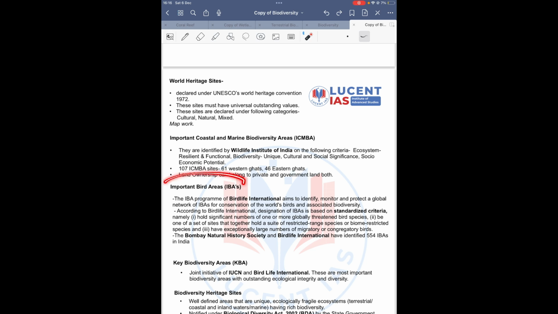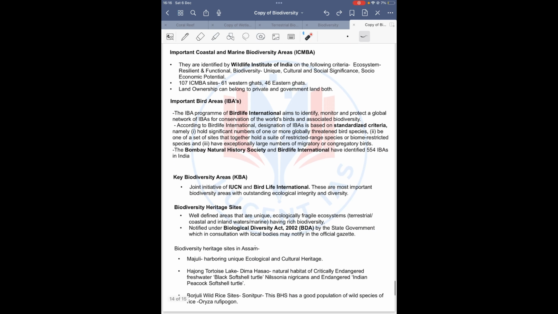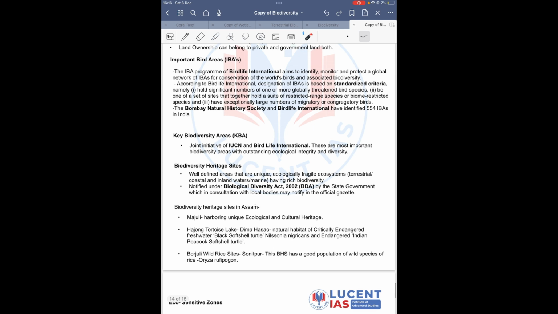Then important bird areas, a programme of BirdLife International. Who identifies them? The Bombay Natural History Society and BirdLife International have identified 554 important bird areas in India. Then key biodiversity areas, a joint initiative of IUCN and BirdLife International. Just the names and whose initiative it is are important.